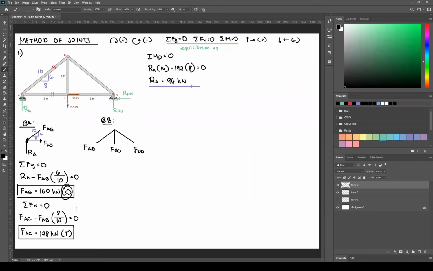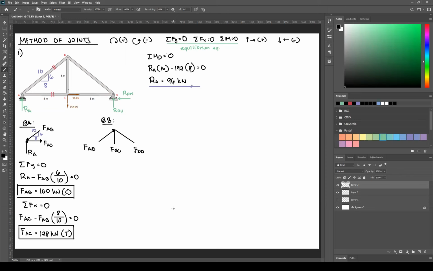I know FAB, it's in compression. So you have to draw it in compression again on the other joint. So this way. Now it's wrong to do this. When I say the same direction, I mean same compression or same tension. FAB is in compression, so this should be in compression as well. So this way, okay? So not the literal direction itself. So that's the only direction that I know.